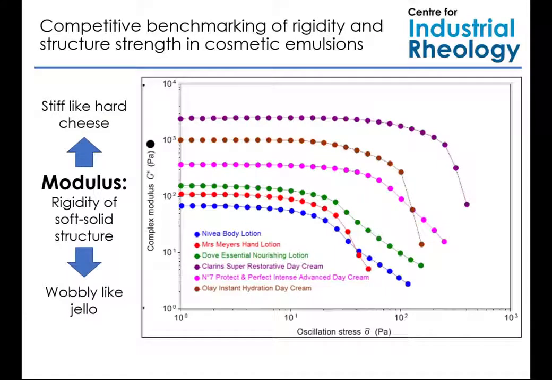In this plot, where we're comparing a bunch of different face creams, we have the same test, an oscillatory stress sweep, displaying slightly different information. We still have how hard we're pushing, the oscillation stress, on the x-axis, but on the y-axis we have complex modulus, the overall resistance to deformation. When it's high, you can imagine a product is stiff, like a cheddar cheese, but when it's low, it's more wobbly, like a jelly. And remember, we're on a logarithmic scale here, so the Clarence formulation shown in purple is 40 times more rigid than the Nivea body lotion shown in blue. We can use oscillatory testing to benchmark formulations based on their structural and solid-like properties.